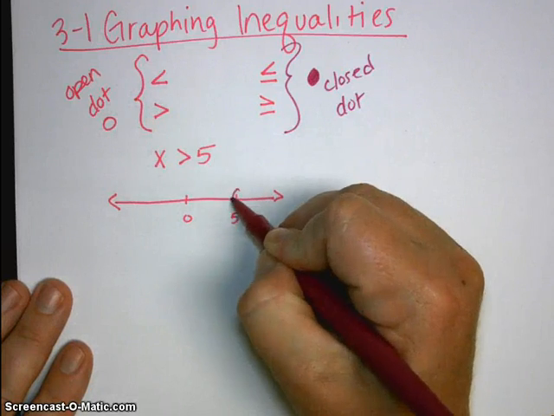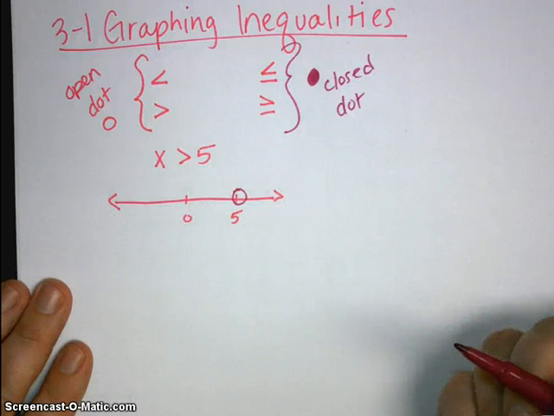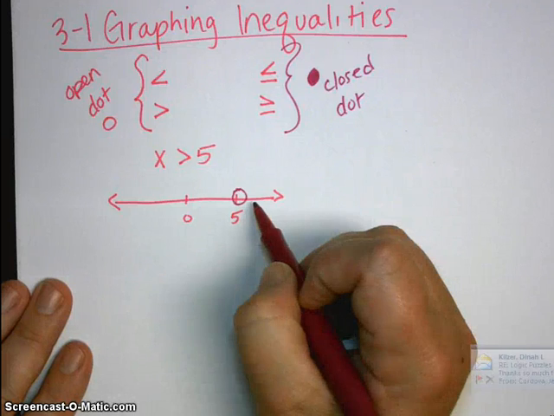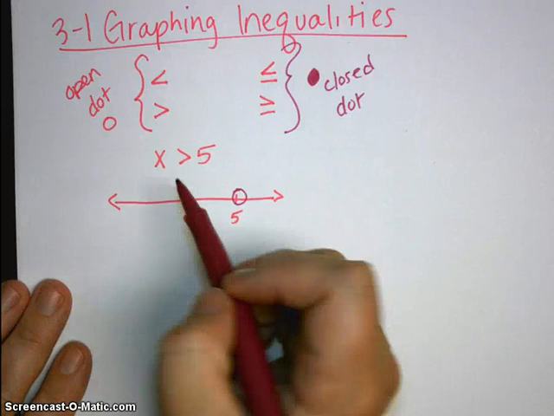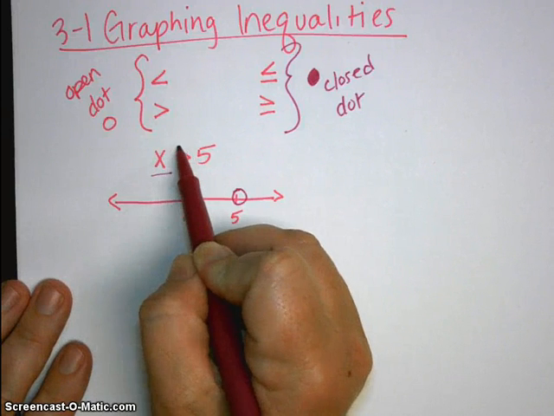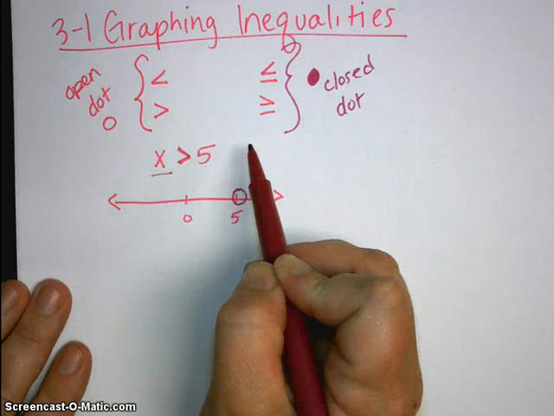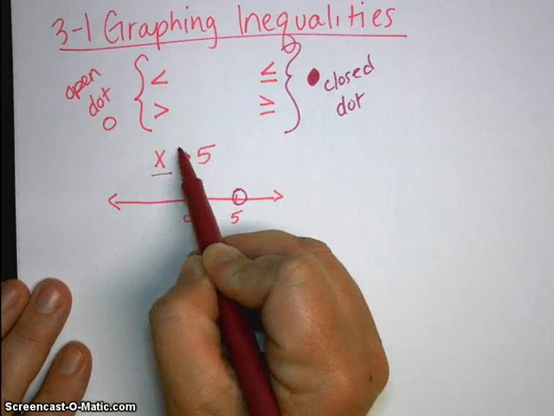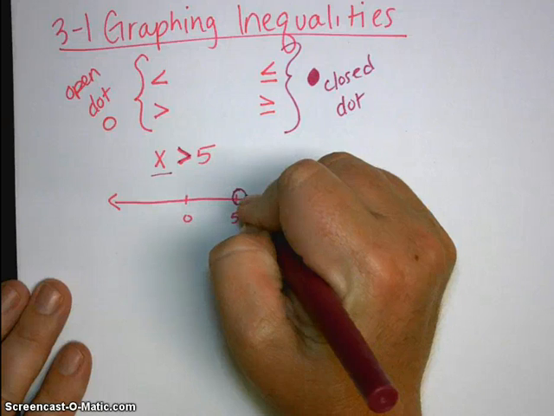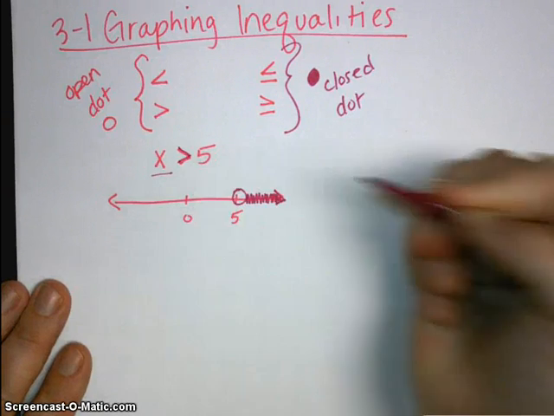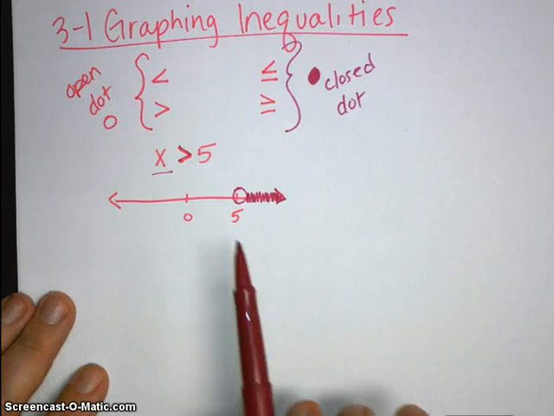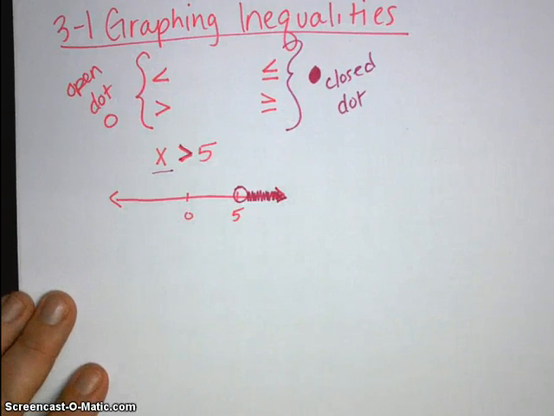We place it on the 5, and then we think about what would be greater than 5. Numbers like 6, 7, 8, and so forth. So we're going to shade to the right. Also, if you have the variable in front with the symbol pointing one direction, the direction the symbol points is the direction you shade. So I would shade everything to the right up to the arrow. And that would show anything greater than 5.